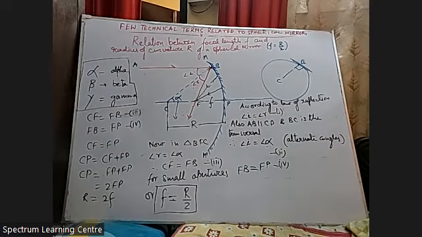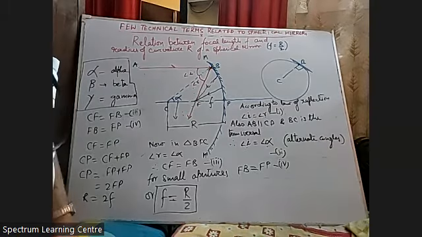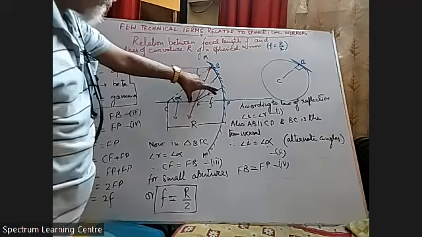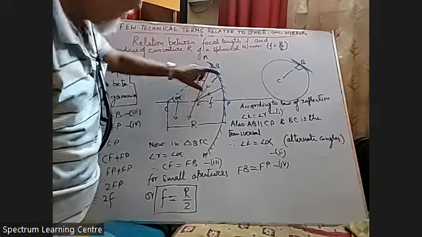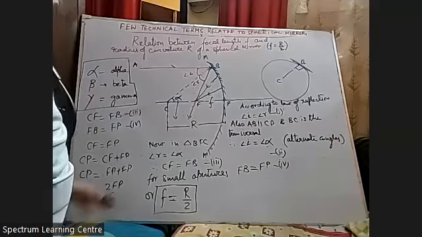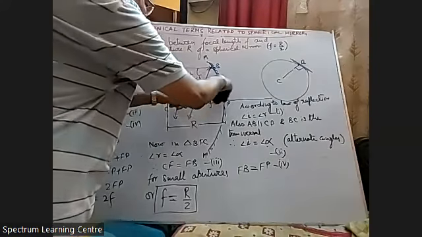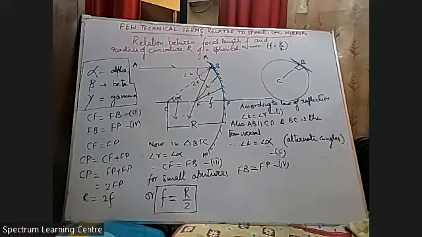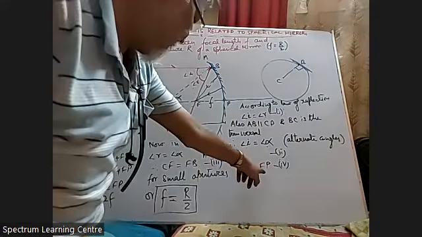Is this understood? Yes, sir. Yes, Pratyasha, have you understood this? Yes, sir. Why have I considered FB approximately equal to FP? Because for a smaller aperture, this ray will be close to FP, assuming that FB becomes FP.